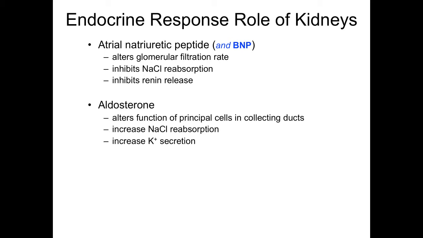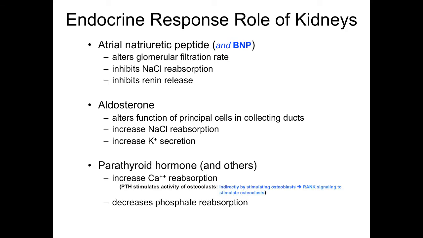The kidneys also respond to aldosterone, and as you'll learn in physiology, aldosterone alters the function of principal cells in the collecting ducts of the kidney. Aldosterone increases sodium chloride reabsorption, and aldosterone also increases the secretion of potassium. The kidneys respond to parathyroid hormone and to some other hormones.